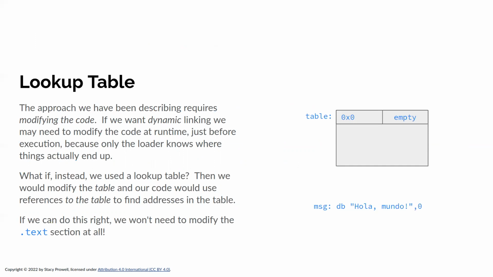We're modifying the code, but suppose we don't modify the code. Suppose instead of modifying the code, we have an intermediary that we do modify. So instead of modifying the bytes in the code, let's say that our code points to a table. Here's a table. It points to the table, and the table has pointers to other things we care about. That would be nice, because then we'd modify the table and not modify the code.